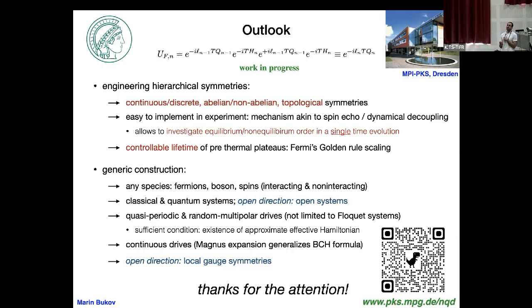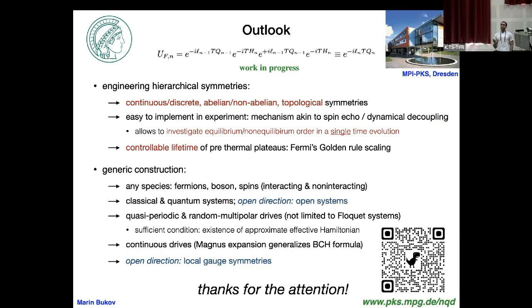In particular, the mechanism is very similar to the one that people use in NMR, like for spin echo, but also very similar to dynamical decoupling. In some sense, what we do is a generalization of dynamical decoupling to higher order terms in the effective Hamiltonian. And one interesting feature of these dynamics is that it allows us to investigate both equilibrium and non-equilibrium order in a single time evolution run. We also saw that the corresponding lifetimes of these prethermal plateaus, so basically the lifetimes of those ordered states, can be controlled by changing the frequency or the period of the drive. And it exhibits Fermi's golden rule scaling.